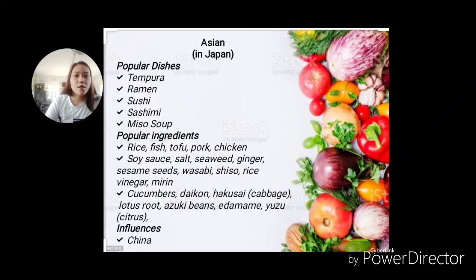Popular dishes: tempura, ramen, sushi, sesame, miso soup. Popular ingredients: rice, fish, tofu, pork, chicken, soy sauce, salt, seaweed, ginger, sesame seed, wasabi, sea salt, rice vinegar, mirin, cucumber, daikon, hatsushi or cabbage, lotus root, azuki beans, edamame, yuzu or citrus. Influences: China.